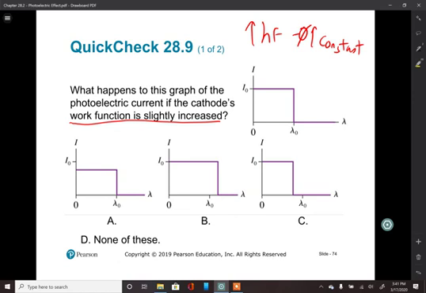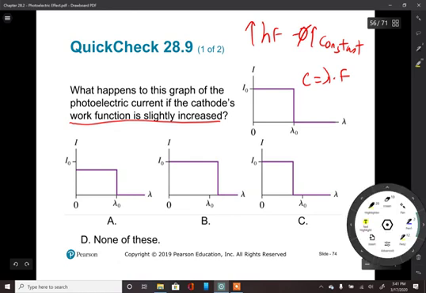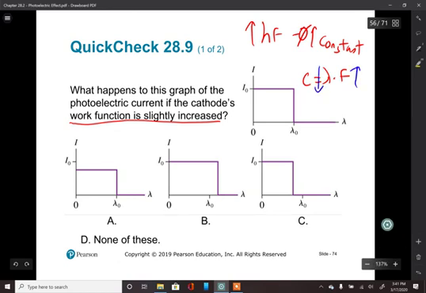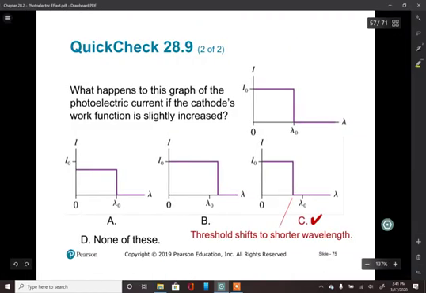But frequency and wavelength are inversely related using c equals lambda times f. So if we want the frequency to be higher, the wavelength has to be smaller, and a smaller wavelength means it moves that way. And that is what we see in option C. What this is really showing is that if the work function goes up, it takes more energy from the light to make the current happen, which makes sense. It's more expensive to leave. And more energy means a shorter wavelength.